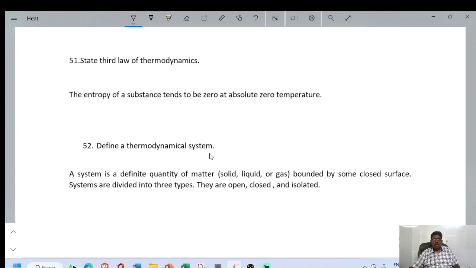Define a thermodynamical system. A system is a definite quantity of matter, maybe a solid, liquid or gas, bounded by some closed surface. Systems are divided into three types. They are open, closed and isolated.